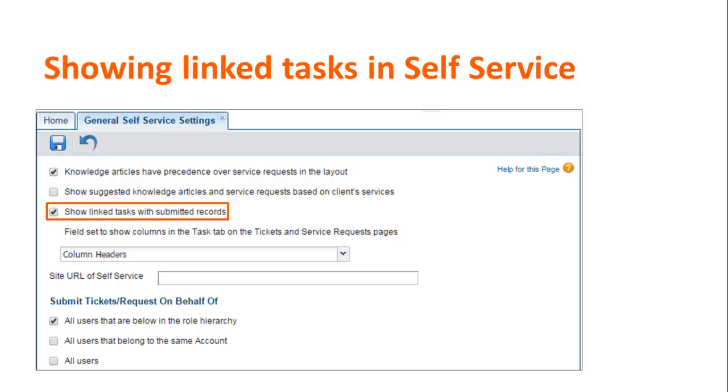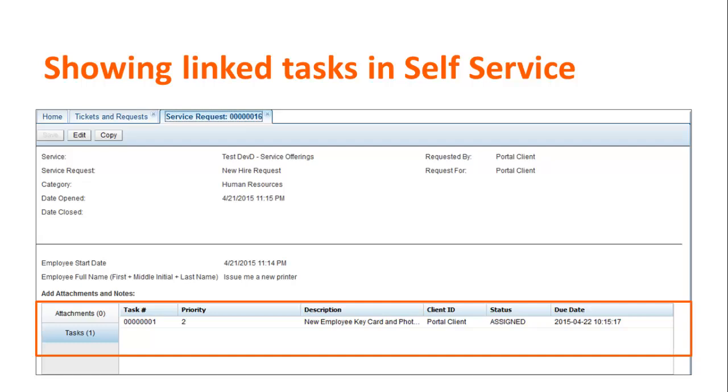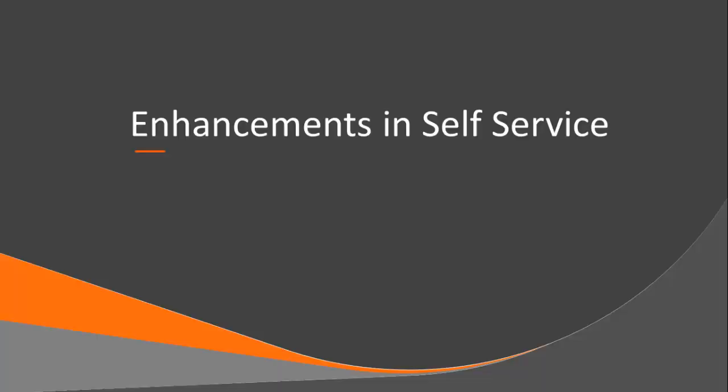To show linked tasks in self-service, enable this checkbox. Add the Display in Self-Service checkbox type field to a field set of the task object and select the checkbox for the tasks that you want to show in self-service. Linked tasks are shown on the Tickets and Requests tab when you select a record, and on the Tasks tab on the Ticket or Service Request Details page.